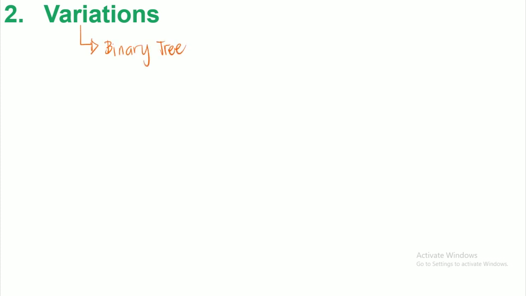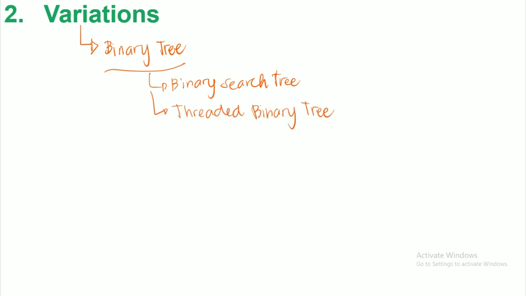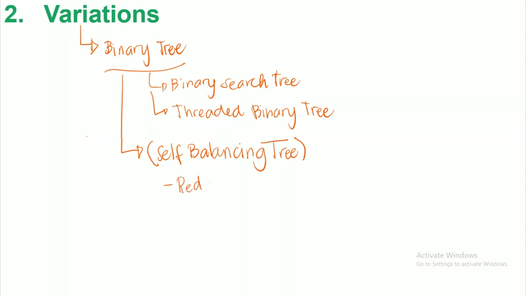As I said, one variation of a tree is the binary tree, and we have more variations of it, or should we say extensions, which are the binary search tree and the threaded binary tree. There are also those variations which we can classify as something that is also under the binary tree classification and also under the self-balancing tree classification. Some of these self-balancing trees are the red-black tree, the AVL tree, and the B tree.